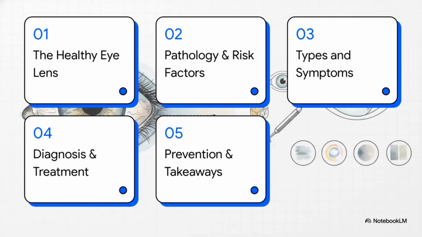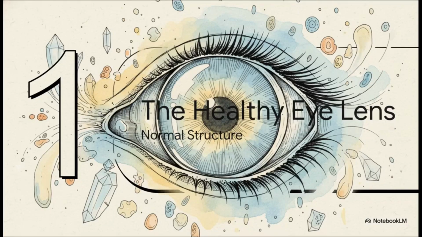Here is our roadmap for today. We'll start with the healthy eye lens, move into pathology and risk factors, look at the types and symptoms, cover diagnosis and surgical treatment, and wrap up with prevention and key takeaways. Part 1. The healthy eye lens.